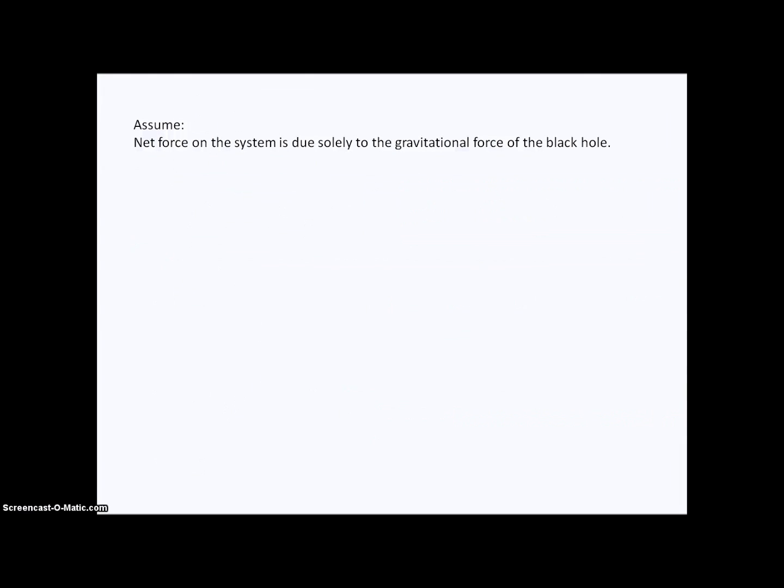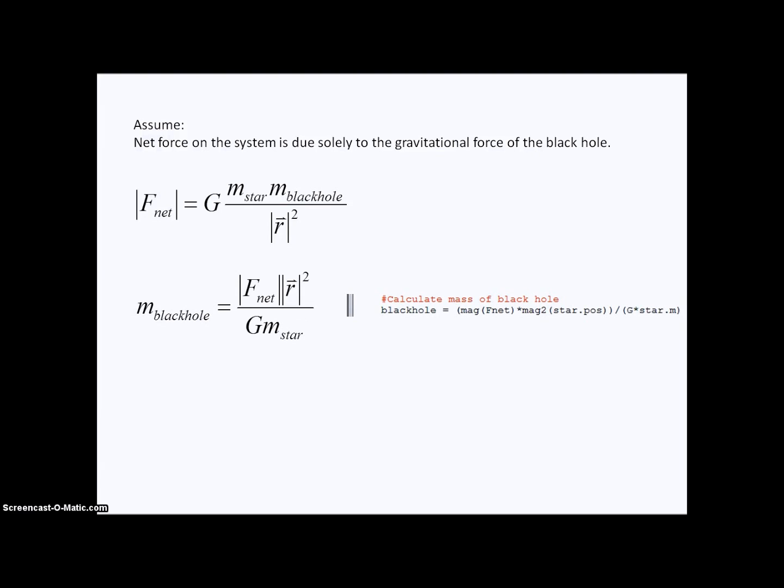If we assume that the net force on the system is due solely to the gravitational force of the black hole, we can say that the magnitude of F net is equal to the gravitational constant times the mass of the star times the mass of the black hole over the magnitude of r squared, where r is the position vector. With some algebraic manipulation, we can say that the mass of the black hole is equal to the magnitude of F net times the magnitude of r squared over the gravitational constant times the mass of the star.